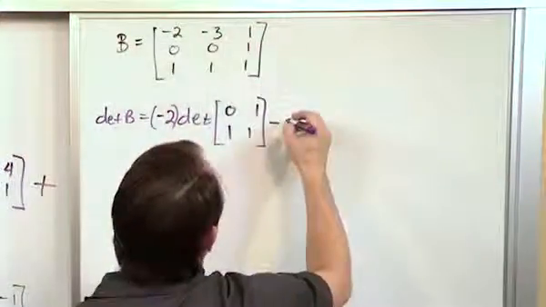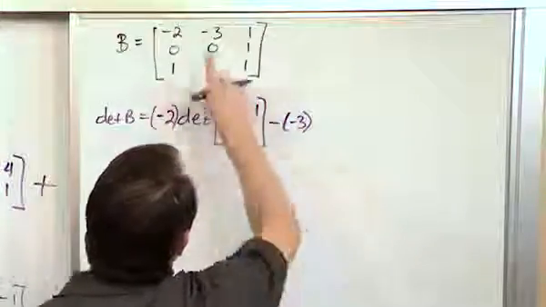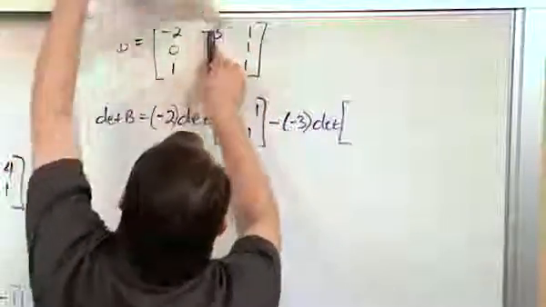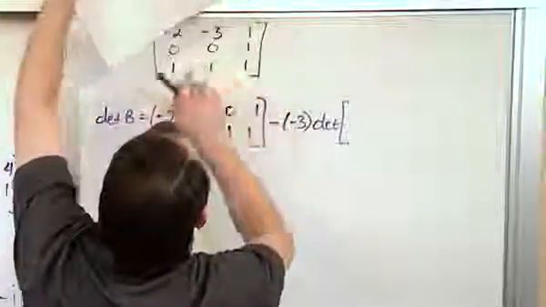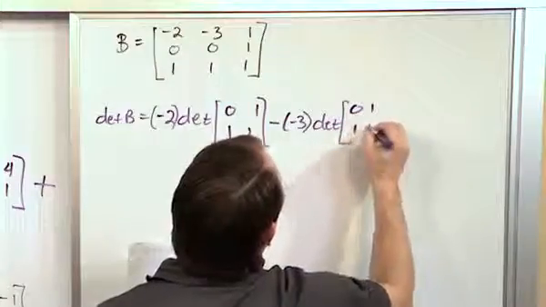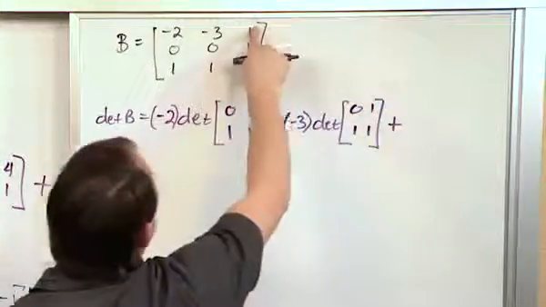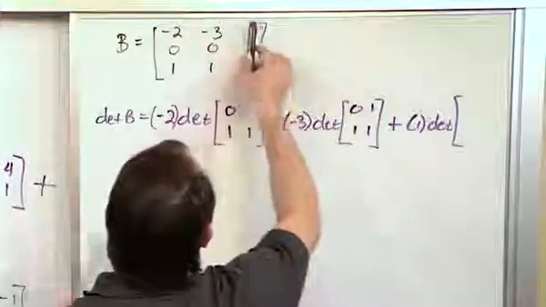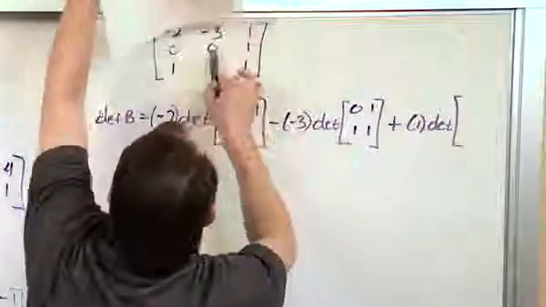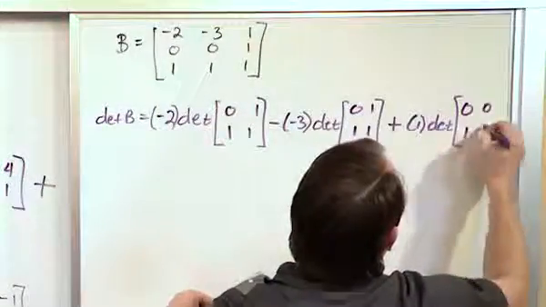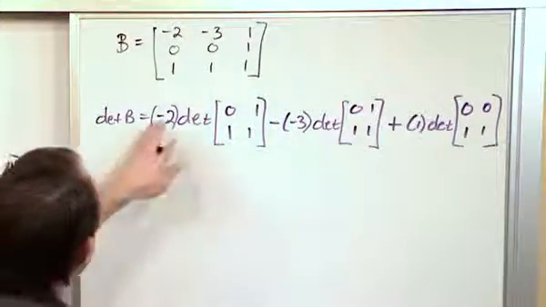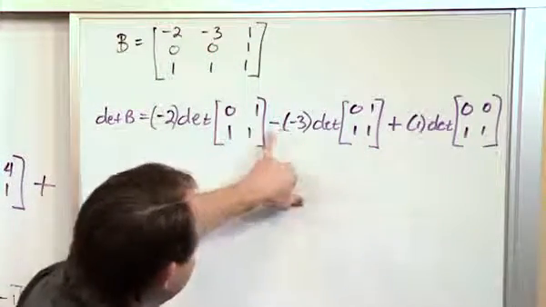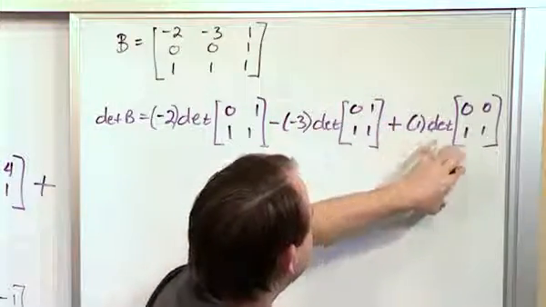Then we have a negative 3 here, so you have to keep track. That's a negative 3 that comes from this, times the determinant of what's left over here. Cover up that guy, cover up that guy. You have 0, 1, 1, 1. Then you have a plus. The final guy is a 1 times the determinant of the final submatrix. Cover this up, cover this up. You have 0, 0, 1, 1. So you have this guy times the determinant of the submatrix, this guy times the determinant of the submatrix. Don't forget your negative sign. This guy times the determinant of the submatrix.